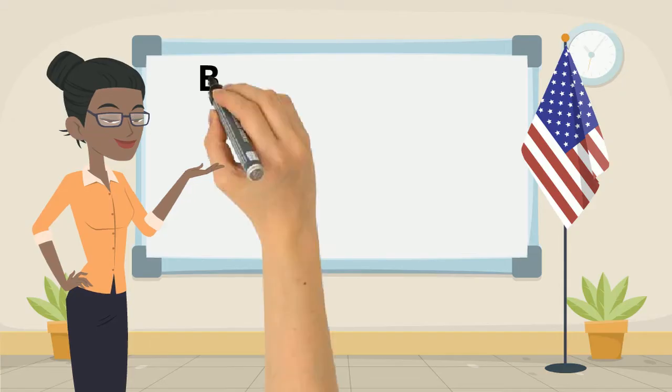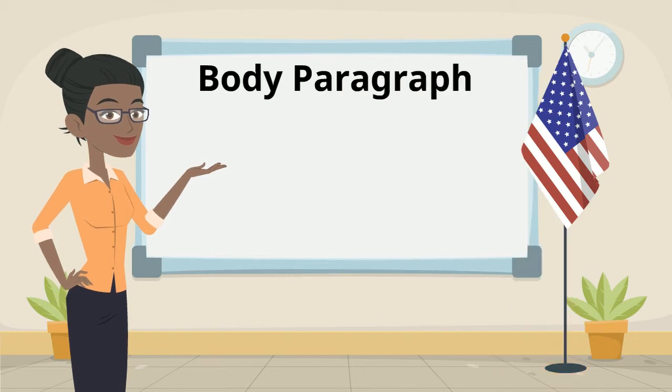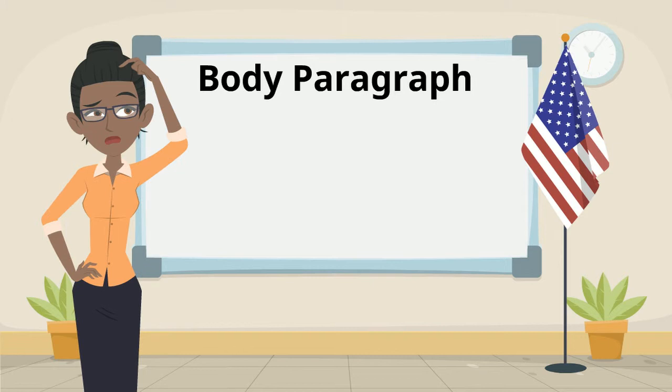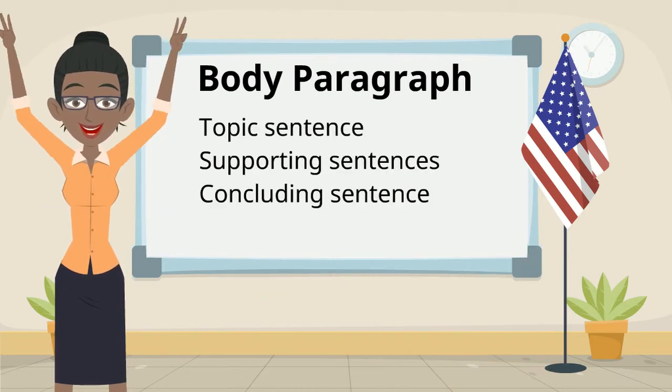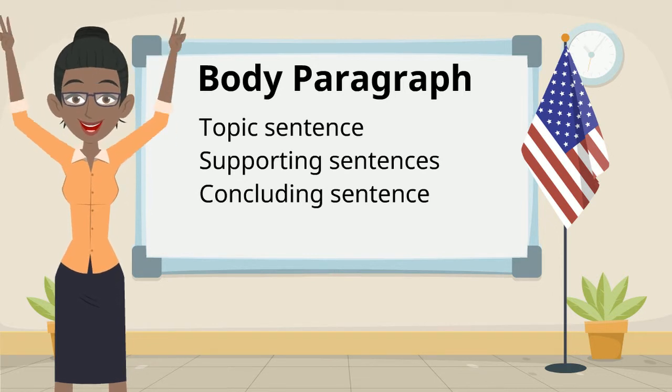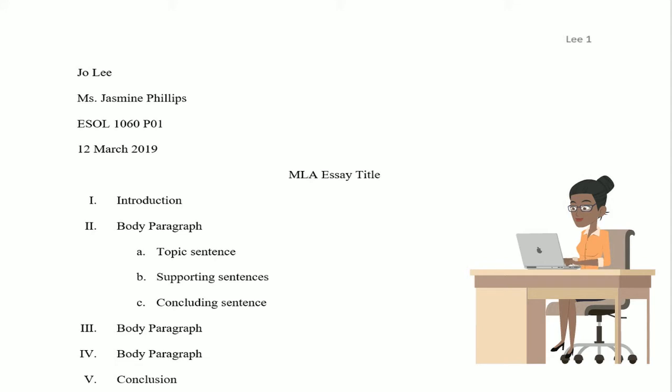Let us start with the body paragraphs. They are the ones that convey most of the information in the essay. Most body paragraphs have the same structure. What are some important components of body paragraphs? Exactly. Topic sentence, supporting sentences, and concluding sentence. I am going to add these to my outline structure.